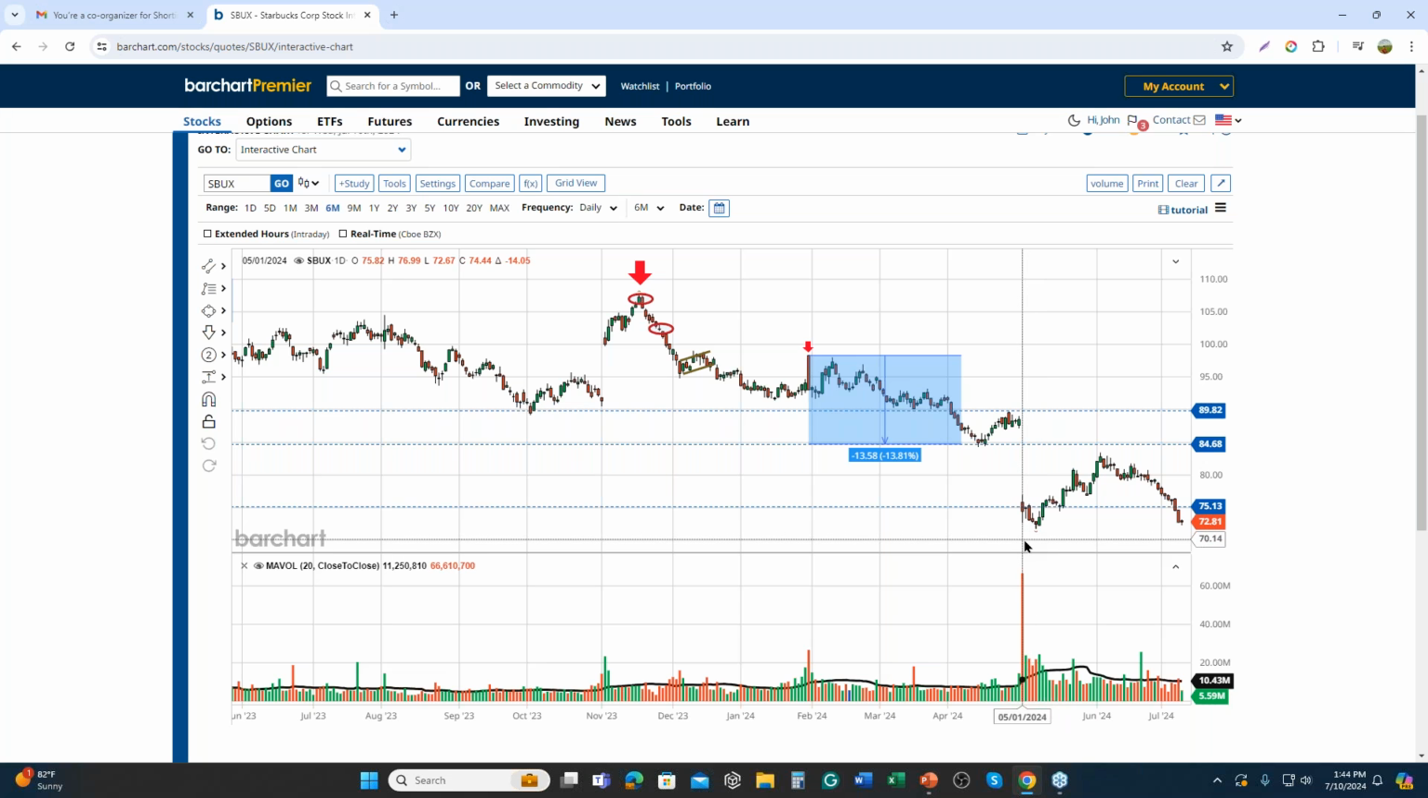A lot of times what you'll notice on V bottoms is you'll see a spike in volume preceding what will become the bottom of the trade. So that is a kind of a clue, right? And this is a bit of a sign of capitulation as well.